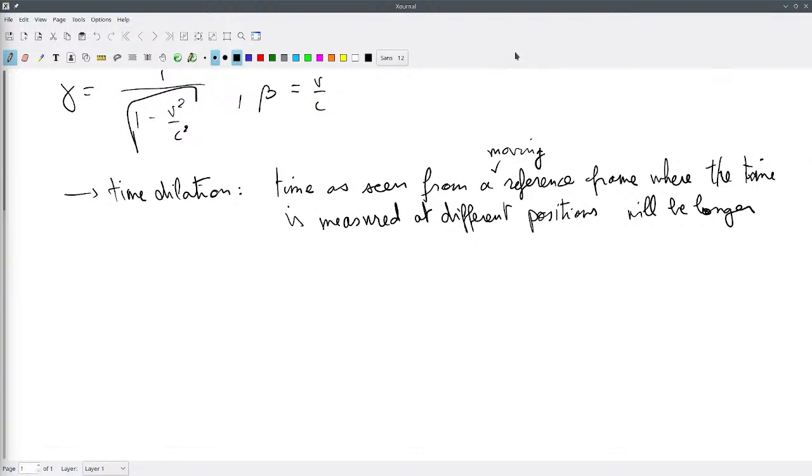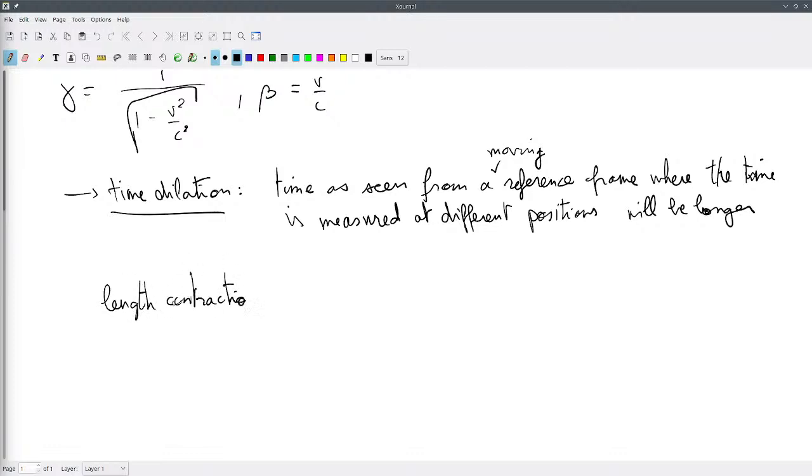So there's another result from special relativity, and remember, all of this came from Einstein's postulates, which just said that the speed of light must be constant in any reference frame and independent of the direction, and all of the physical laws are applicable in all inertial reference frames. So in addition to time dilation, we're also going to introduce now length contraction.